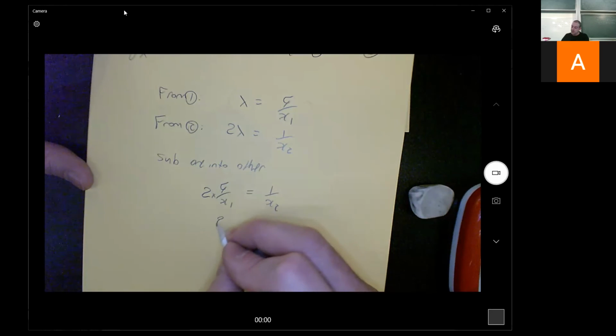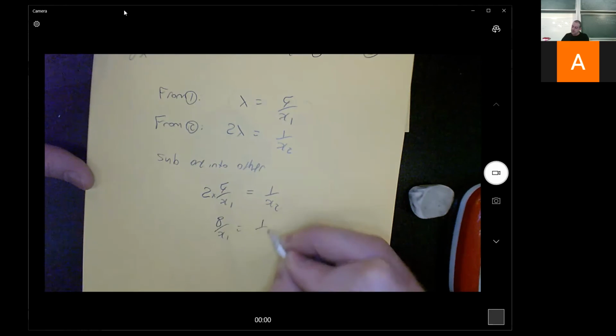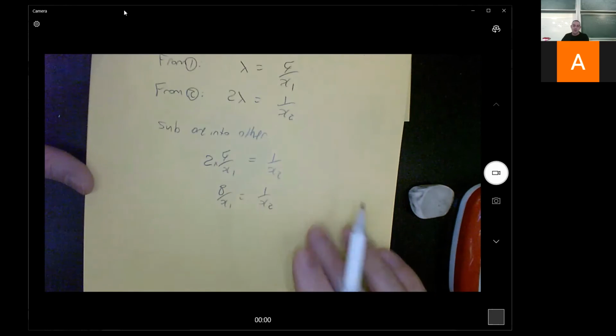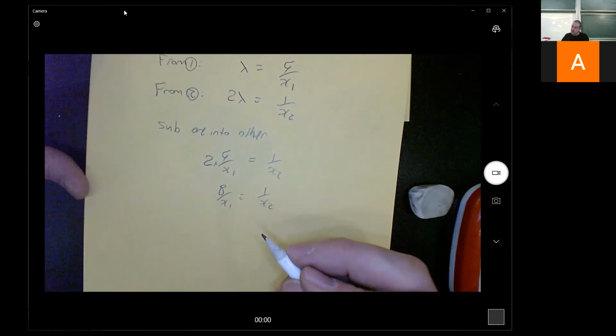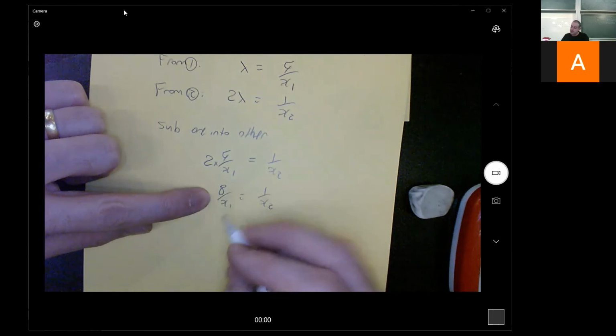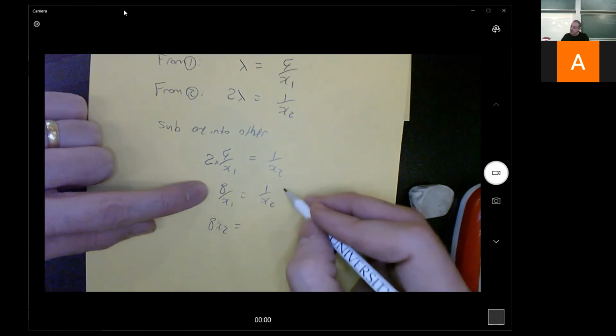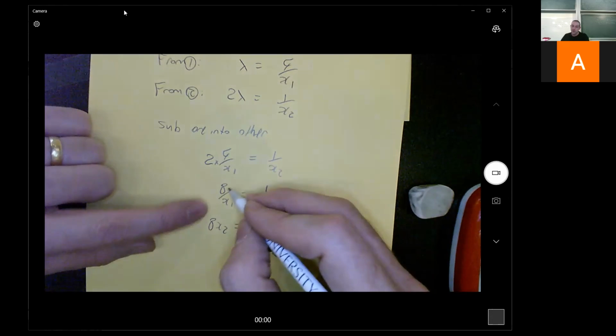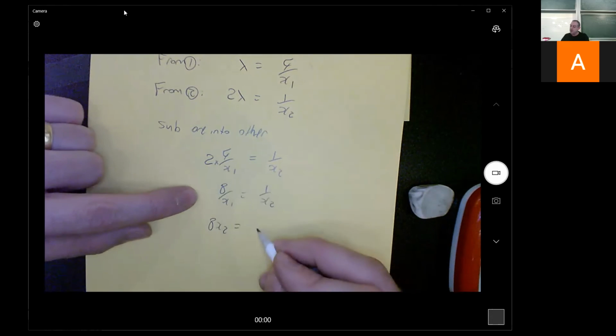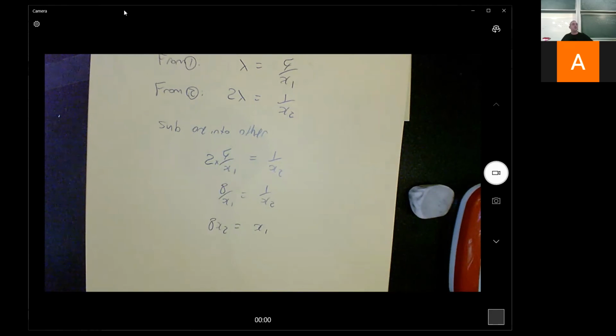So now I've got 8 divided by x1 is 1 over x2. And if I flip them both upside down, well, maybe what I'll do is I'll times everything by x2, which will put the x2 at the top on this side, and times everything by x1, which will put the x1 on the top on that side.